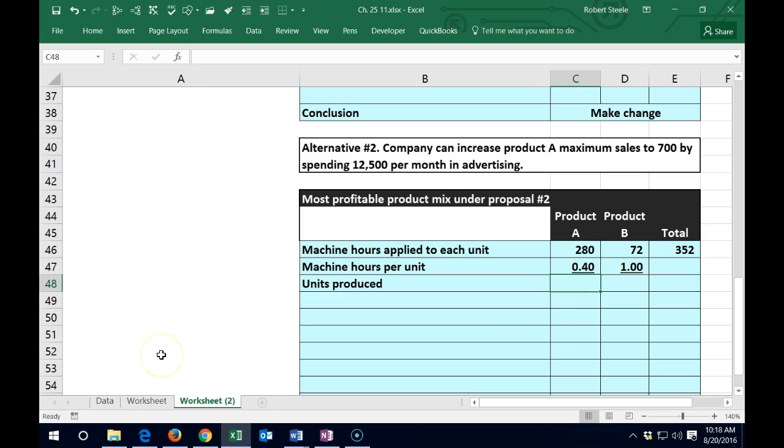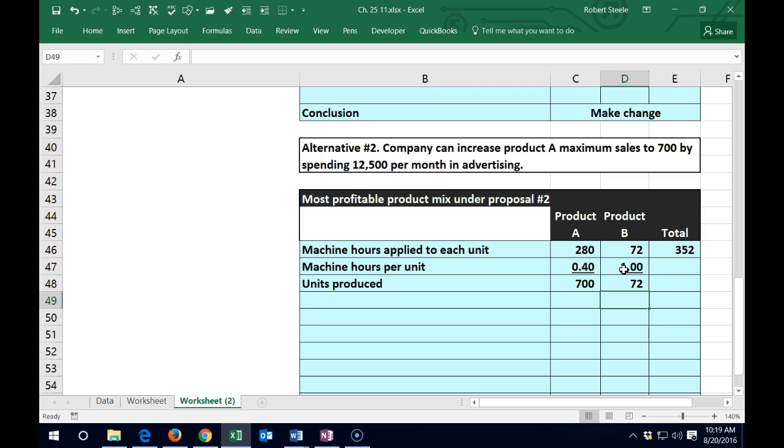So we're going to divide this out. That'll give us the units that we're going to produce. So we got the 280 hours divided by the 0.4 is going to bring us that 700. We just basically recalculated it. Then we got the 72 divided by 1, and of course that's just the 72, so we're going to be producing 700 units of product A like we planned to do to maximize that out, and therefore we'll be producing 72 units of product B.